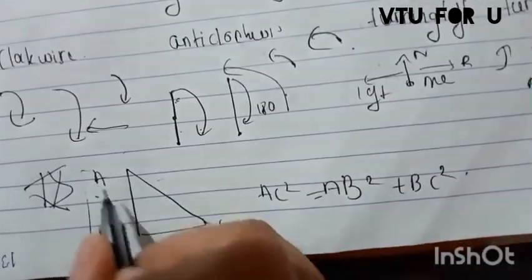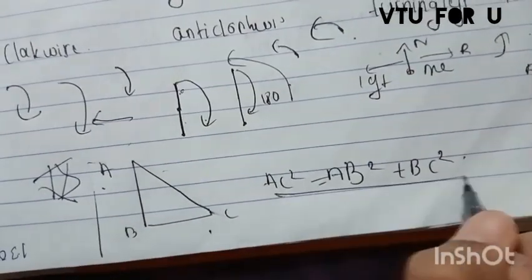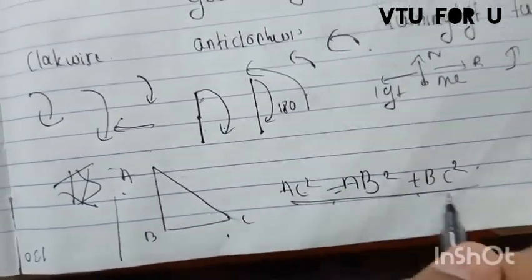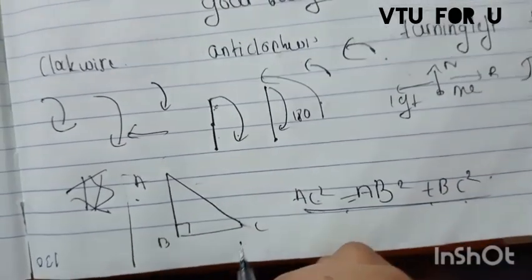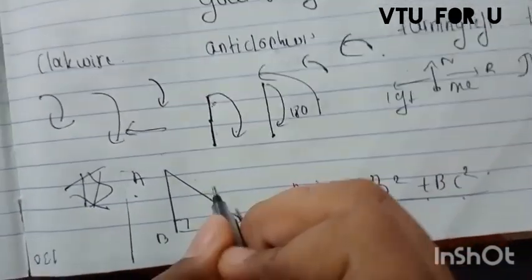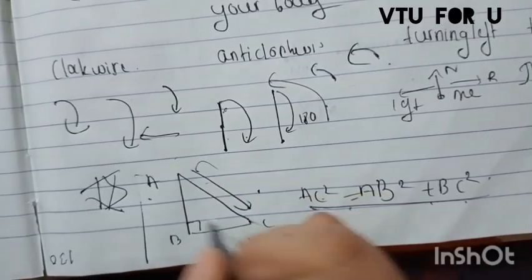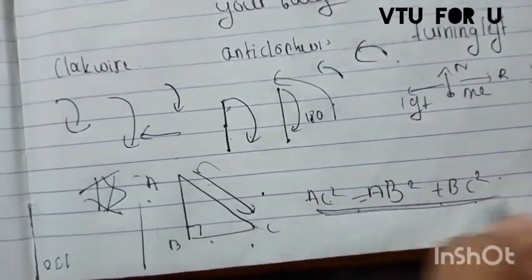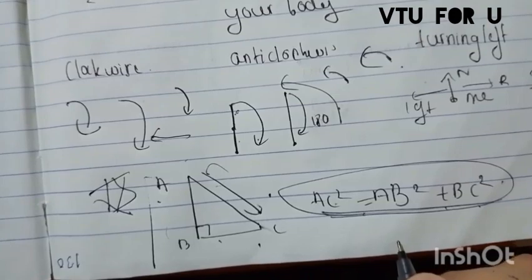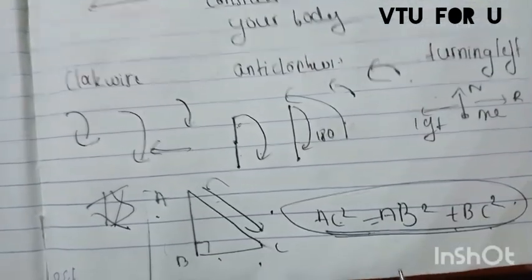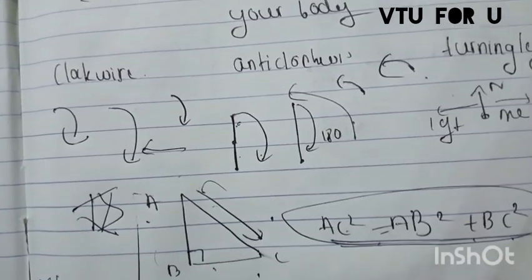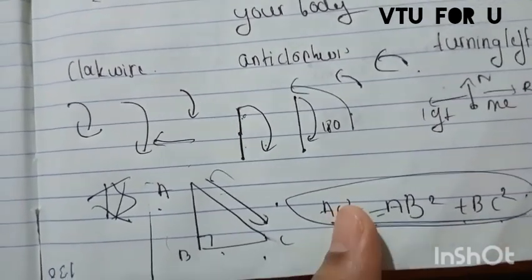Now the most important concept is this. This is the hypotenuse rule formula: AC square is equal to AB square plus BC square, and this is a right angle triangle. This will help you to find out the AC. You can find out sides easily by this formula. AC square is equal to AB square plus BC square. This will be easily understood in upcoming sums.